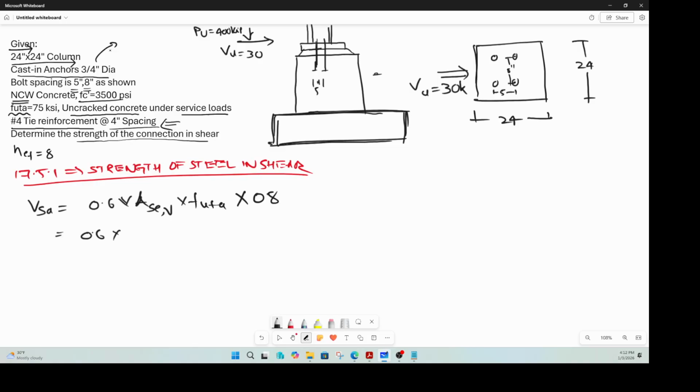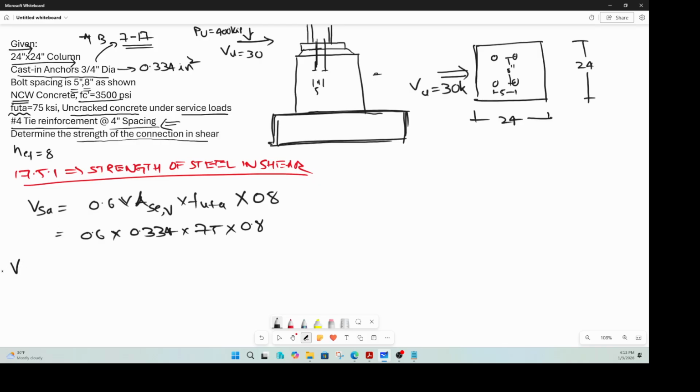ACV is the effective area of a 3/4 diameter bolt. Usually it's given in the problem statement, but if you have to find it out from the steel manual table 17.17, you find that the effective area for a 3/4 diameter bolt is 0.334 inch square. So this is 0.334 inch square times our FUTA of 75 KSI times our factor of 0.8. Okay, so that would be the VSA, that is the nominal strength of one bolt.